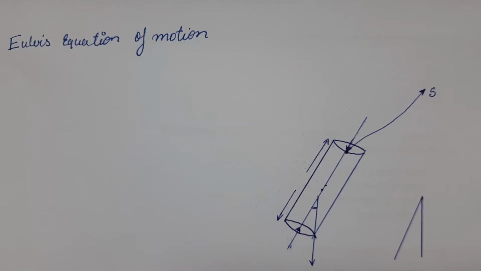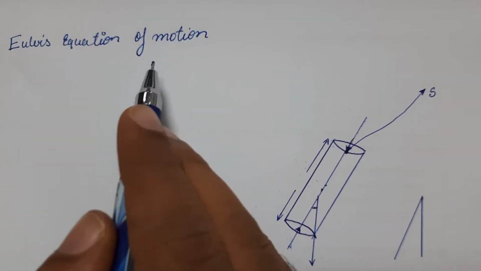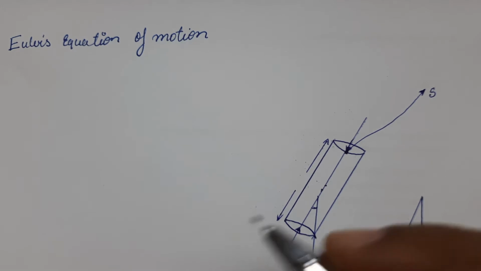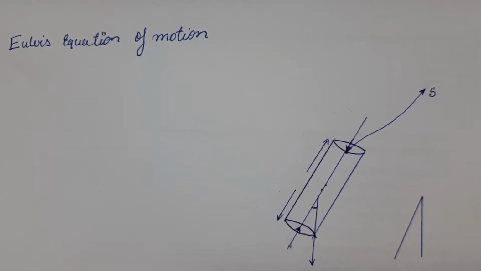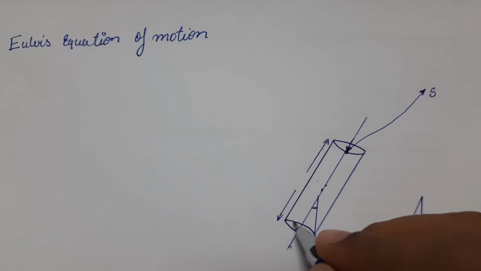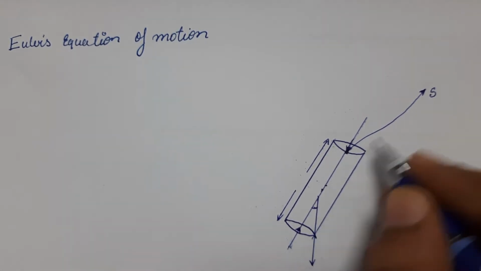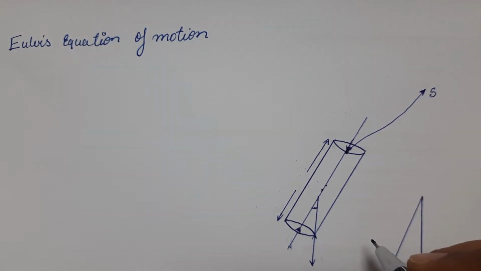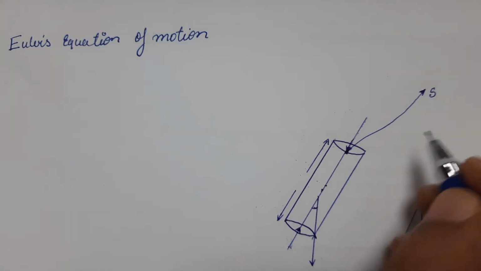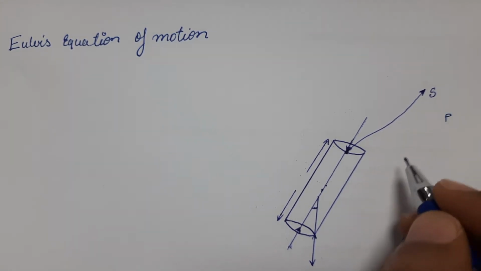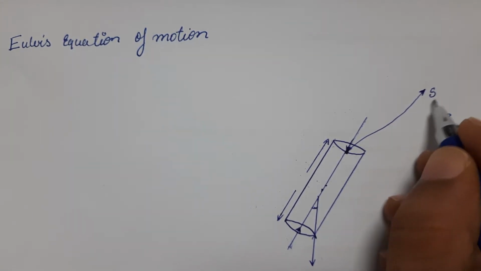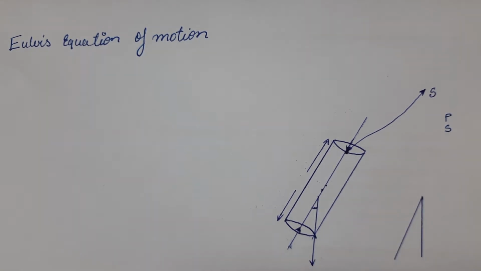Now let us derive Euler's equation of motion. In this equation of motion, only forces due to gravity and pressure are taken into consideration. Now just consider this streamline over here, in which the flow is taking place with pressure P and in the direction of S.